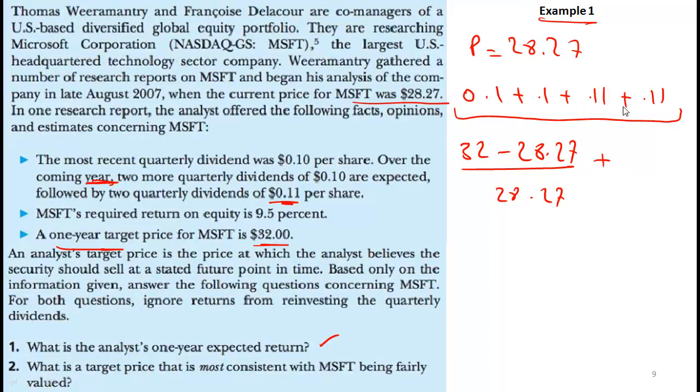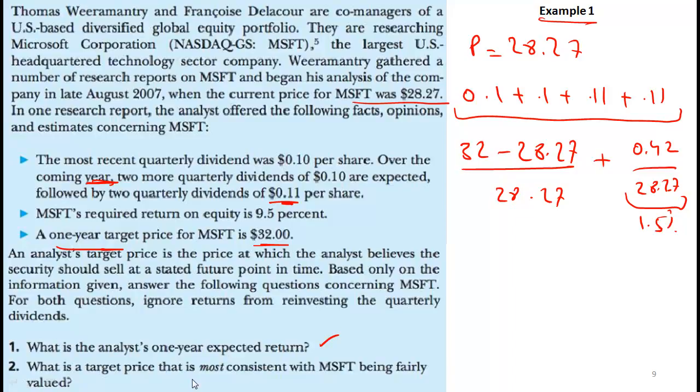What about this number? This would be 0.42 over 28.27. So that's the dividend yield. How much is the dividend yield? 1.48%. Okay, so let's say it's about 1.5%.